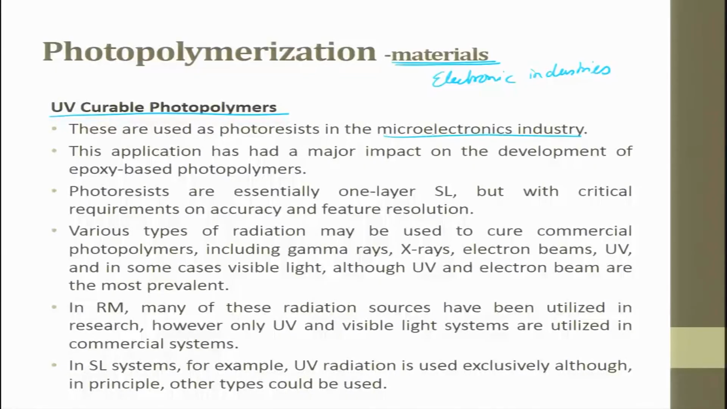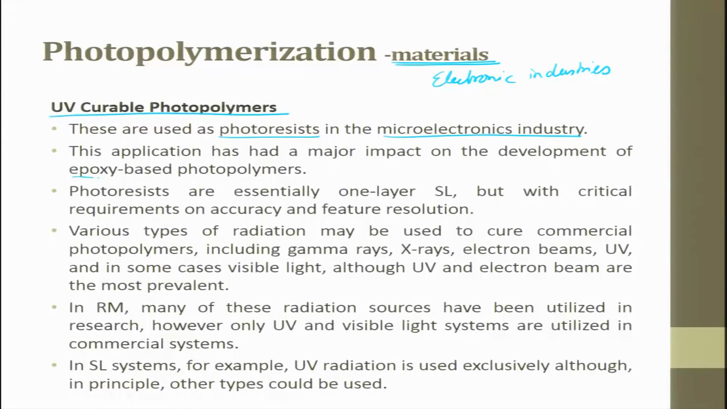In parallel, rapid prototyping also started during that time. Rapid prototyping people were looking for a material which could be used for 3D making. When they looked at the electronic industry, they saw photoresists exhaustively used. So, initially these resists were being used for rapid prototyping. This application has had a major impact on the development of epoxy based photopolymers. The photoresists are essentially one layer stereolithography, but with critical requirements on accuracy and feature resolution. Feature resolution is how small features you can make.